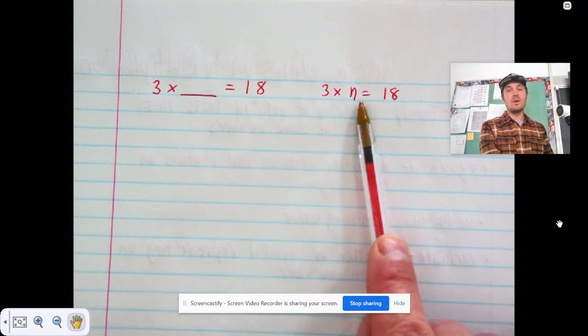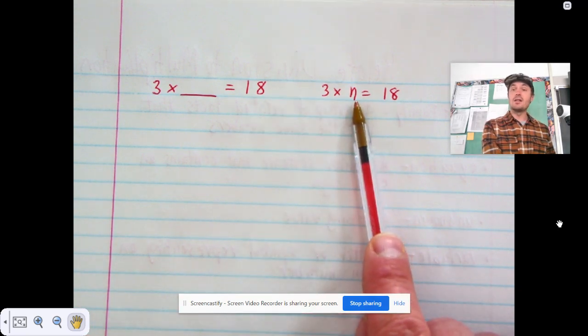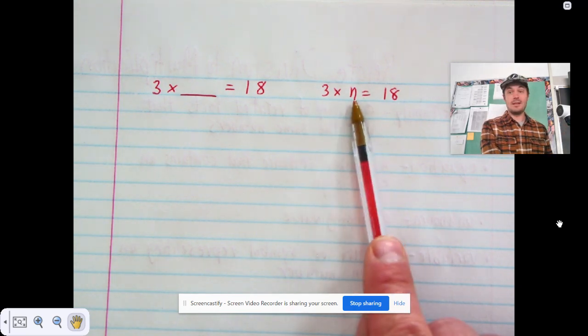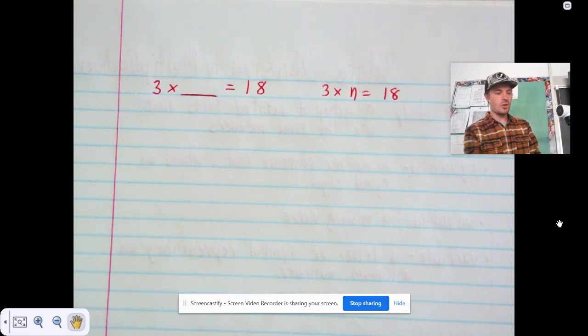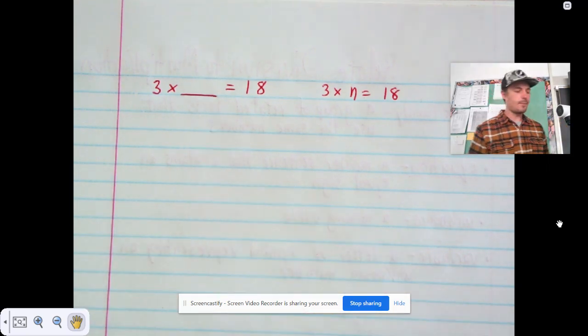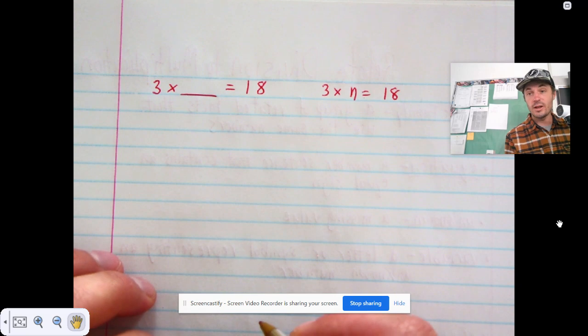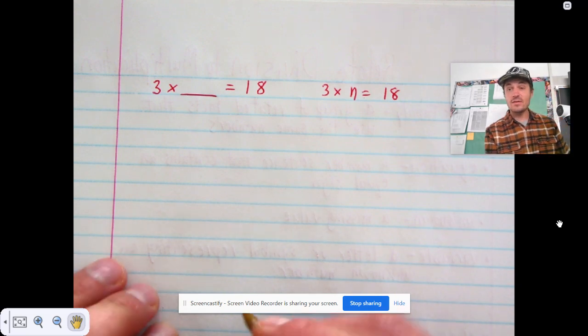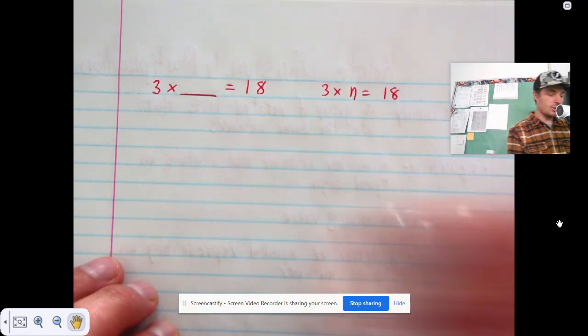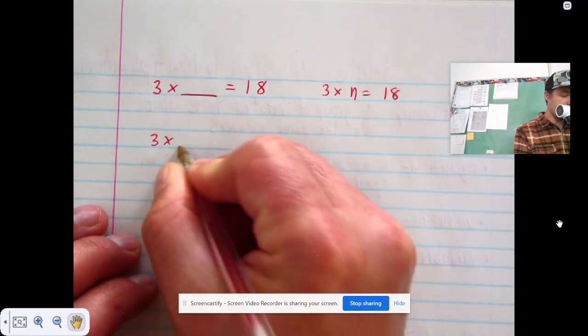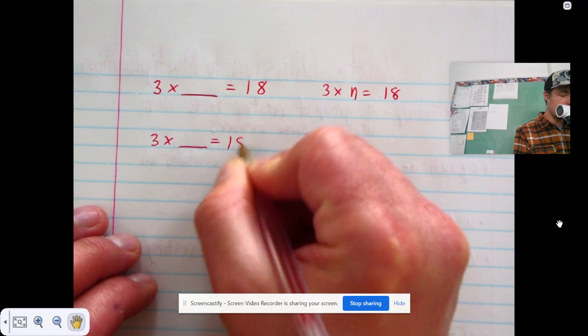This means the same thing. When there's a letter inside of a math problem, it means I don't know. 3 times I don't know equals 18. How do I find out what n is, or how do I find out what the unknown is? Here's what I do. I make a fact family with the blank in it. I treat that blank as a number. Watch this. 3 times blank equals 18.